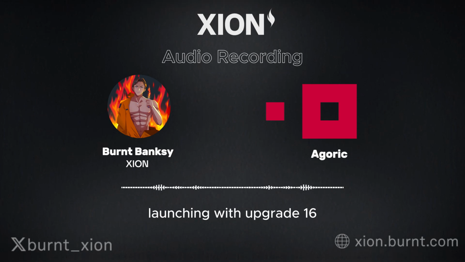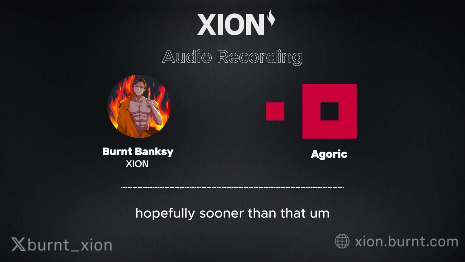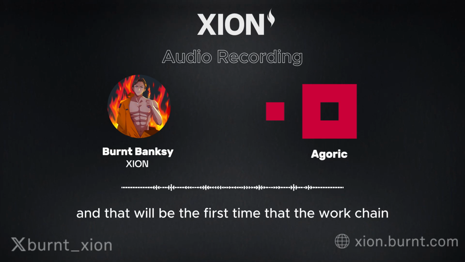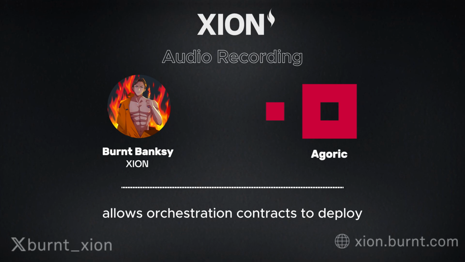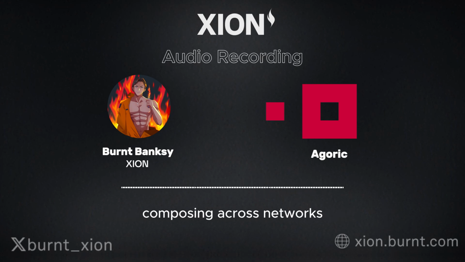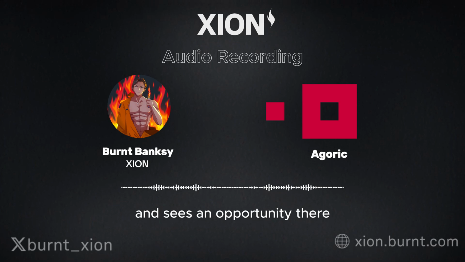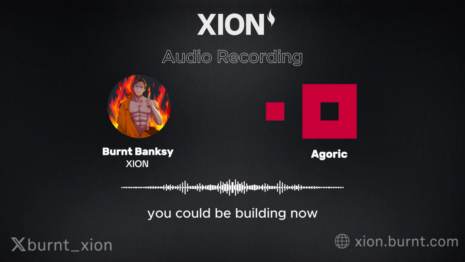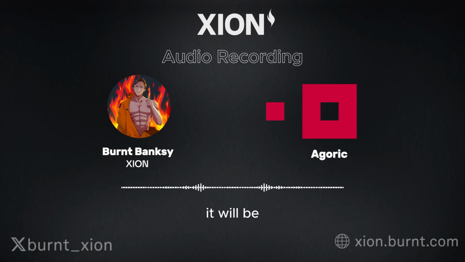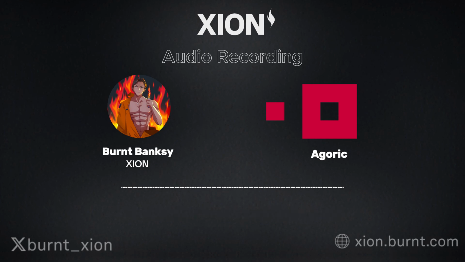Orchestration Core launching with upgrade 16, probably within the next 4 weeks, hopefully sooner than that. And that will be the first time that the Agoric chain allows orchestration contracts to deploy. If you're somebody that sees a problem composing across networks or even just stringing together multiple operations and sees an opportunity there, you could be building now. And by the time you're ready to deploy, it will be able to deploy on Agoric chain. And yeah, that's what I'm excited about.